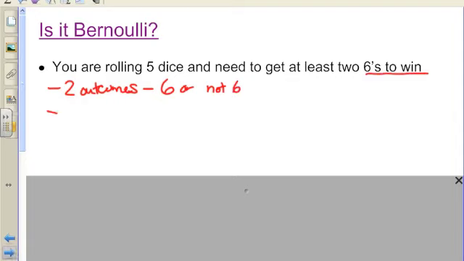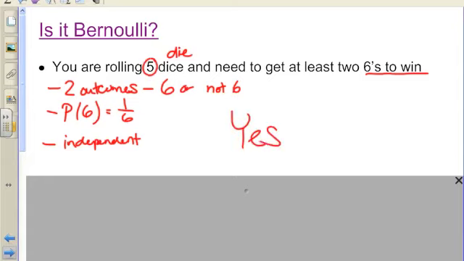Let's see. Probability of getting a 6. Well, that's 1/6, and it's always 1/6 every time I roll a die. So that's fixed. It's the same. So we're good there. And let's see, independent. Yeah, each die, right, die, singular for dice. I have 5 of them. Rolling a 6 on one die does not impact what happens on another. So yes, this is an example of Bernoulli trials.